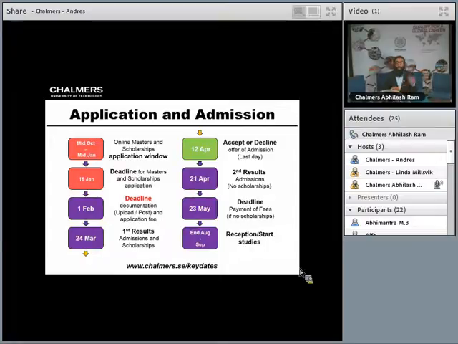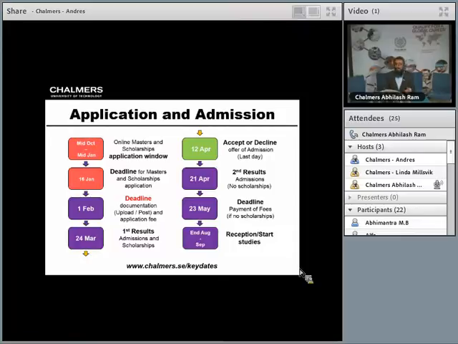Those that get admitted on the 24th will then be asked a question: do you accept or decline your offer of admission? If you say yes, that's the end, and then you continue to do what you're supposed to do to get a visa, and so on and so forth. But if you say no, then your seat will be recycled, so to speak, for waitlisted candidates. So those that got waitlisted on the 24th will get their results of admission or decline of admission on the 21st of April. That is the second round of results, followed by the 23rd of May, which is the deadline for the payment of fees as such.